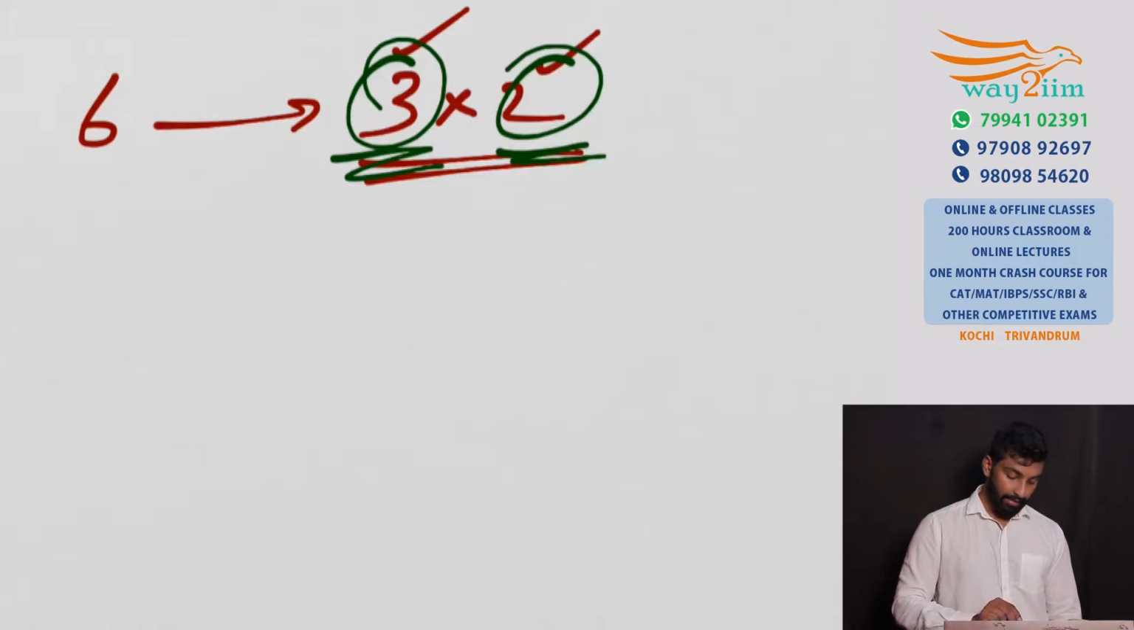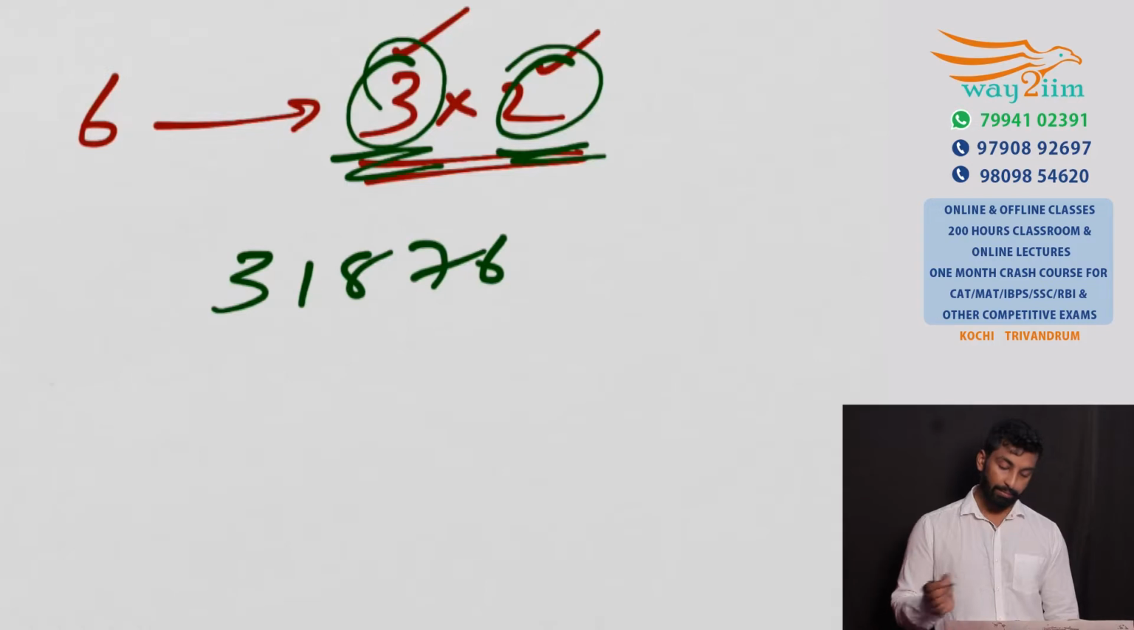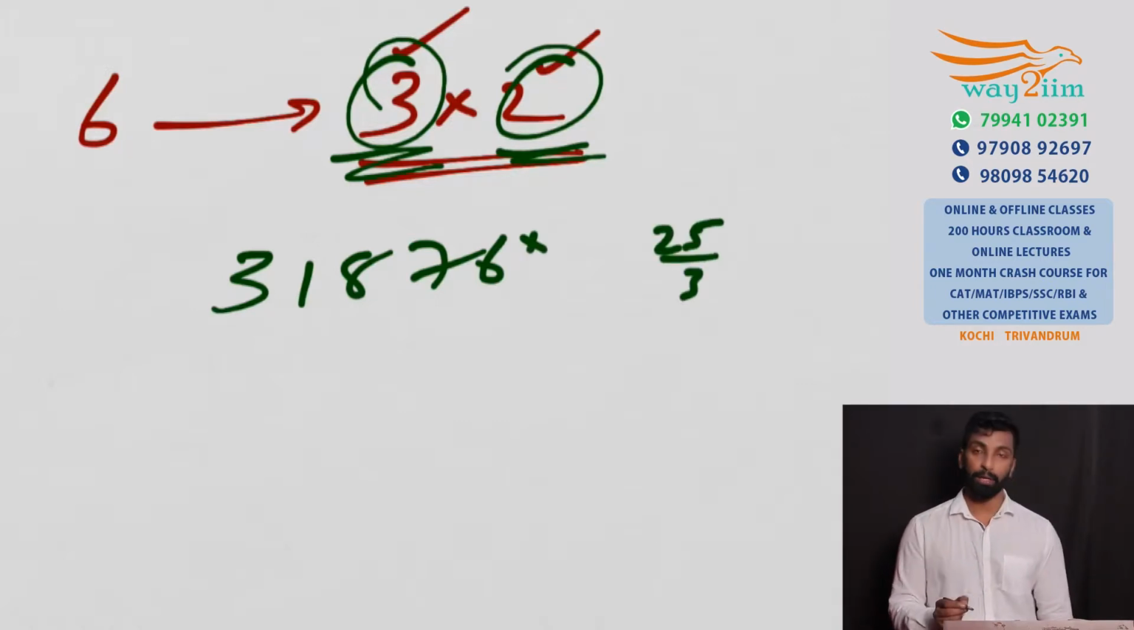So let's take the example 31876. Just add, okay? 3 plus 1, 4. 4 plus 8, 12. 12 plus 7, 19. 19 plus 6, 25. So you get 25. You need to check whether 25 is divisible by 3 or not. No, so this number is not divisible by 3.